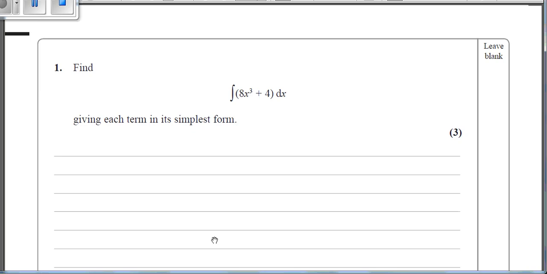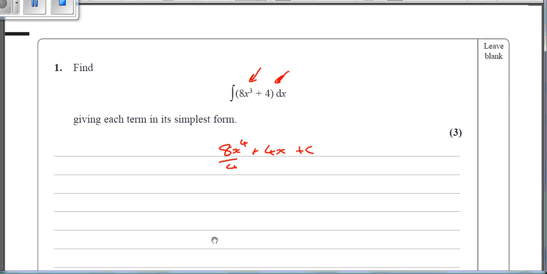Next one. This was the 2014 paper. This is the original 2014 paper, not the re-released one. If we're going to integrate that, we're going to raise the power by 1. So it's going to be 8x to the power of 4 over 4. Now the number just goes to 4x. And again, don't forget the plus c.